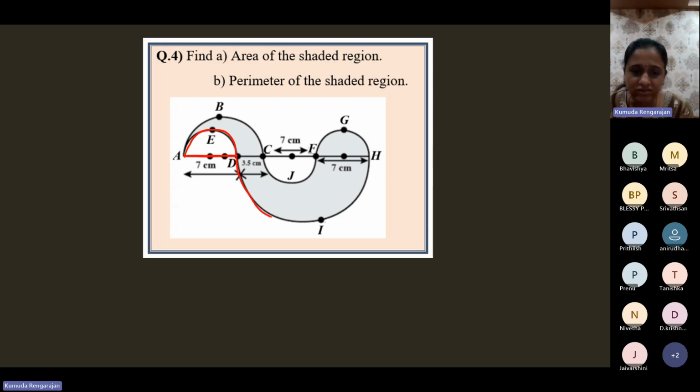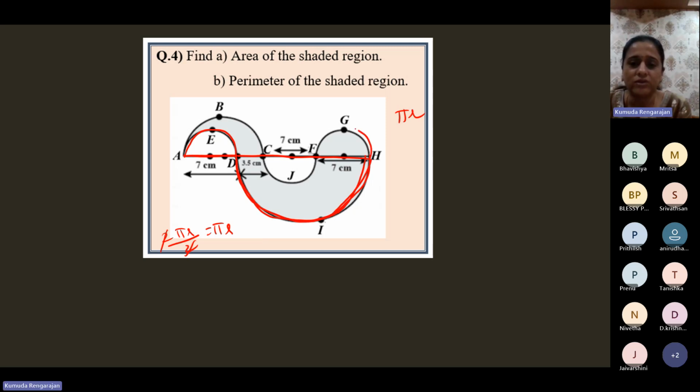Plus the length of this arc. This is also a semicircle. What's the length of this arc? Pi r. You can say pi r1 plus pi r2 plus pi r3 to differentiate. I'm saying pi r because 2 pi r is for the circle, so 2 pi r by 2, pi r, is the length of a semicircle. What is r? 7 plus 7, 14, plus 3.5, 17.5 divided by 2 is r.